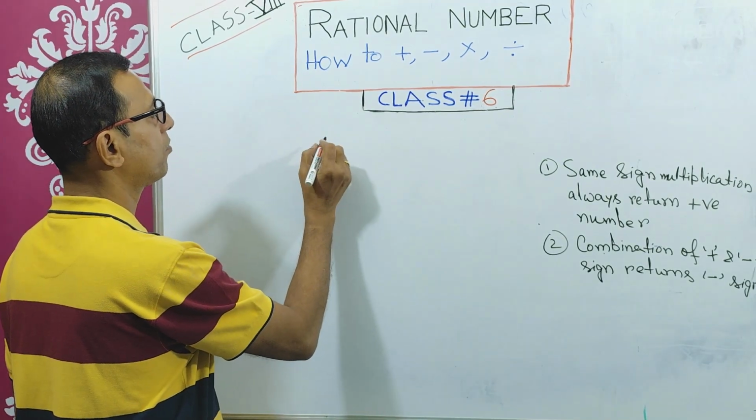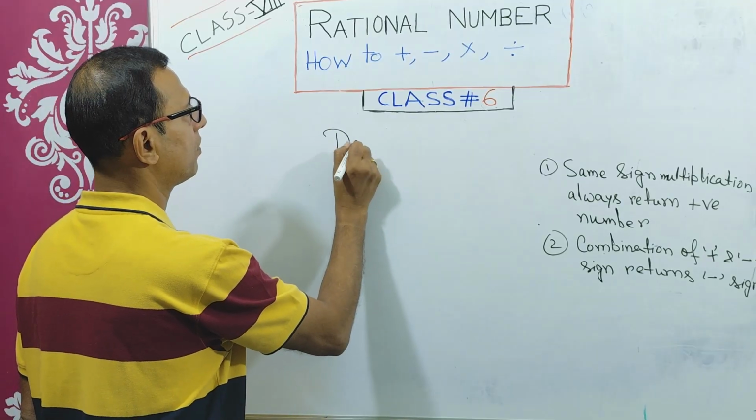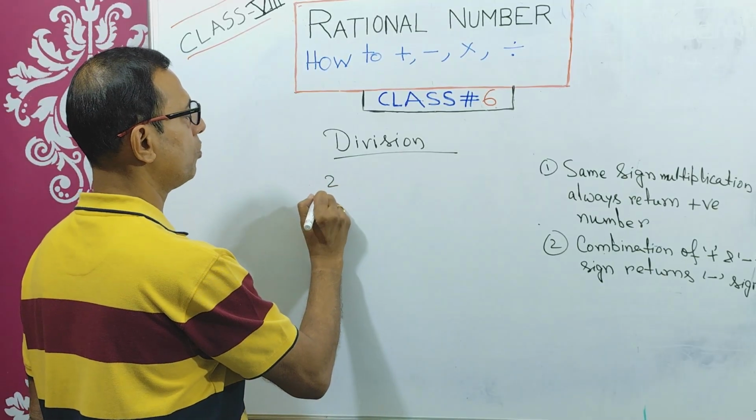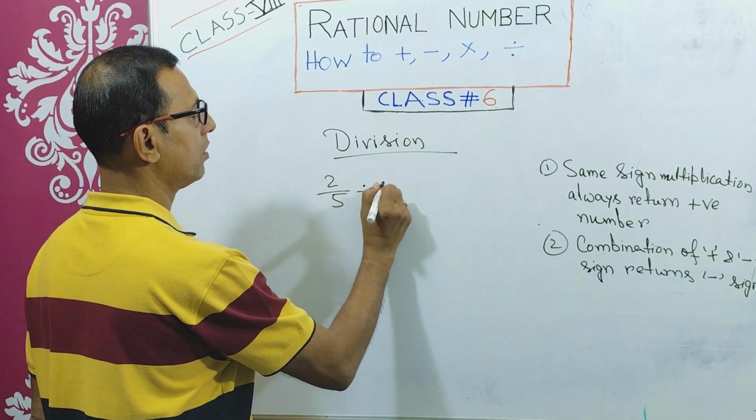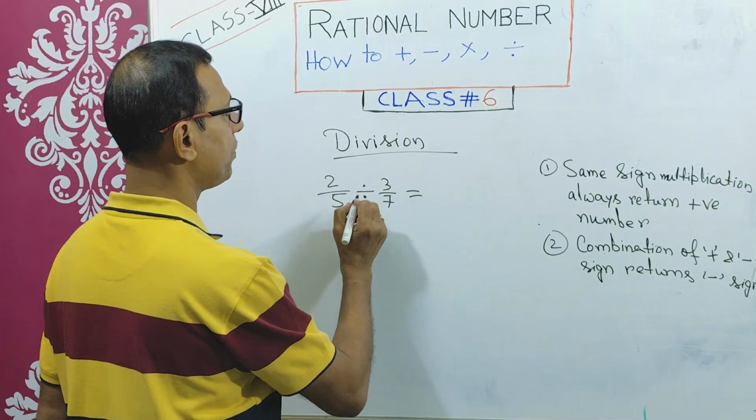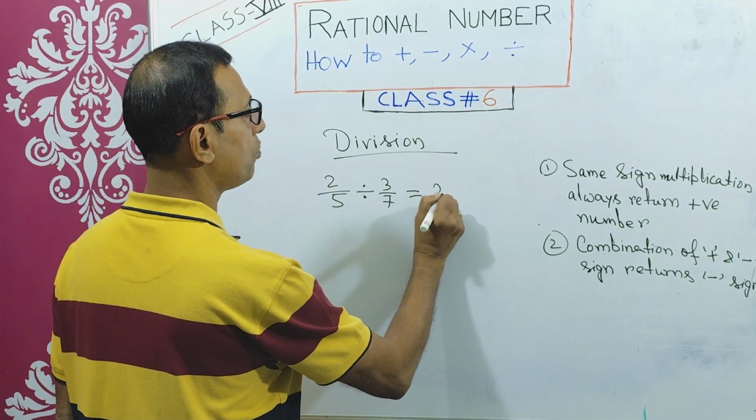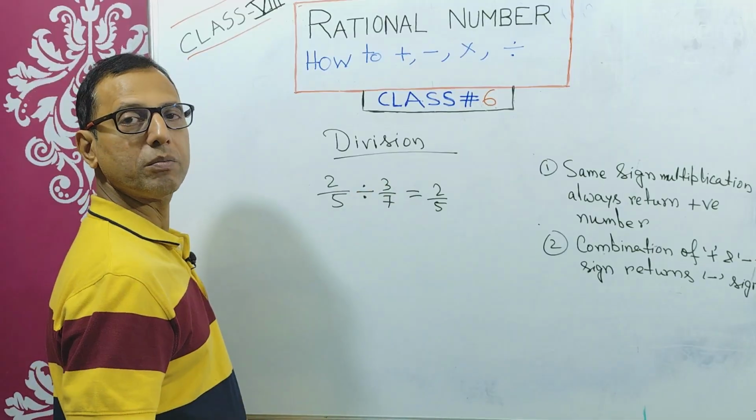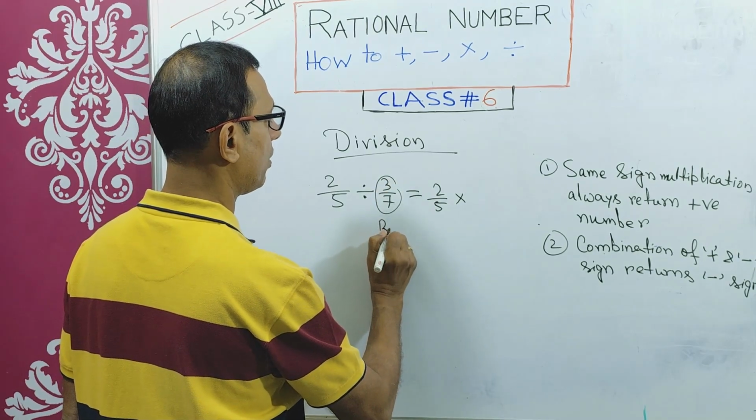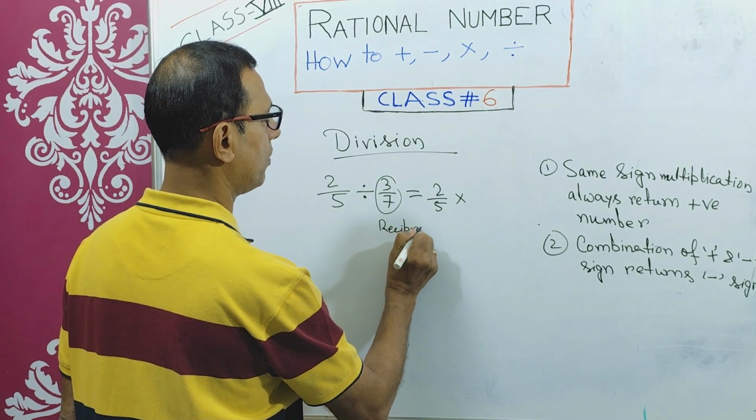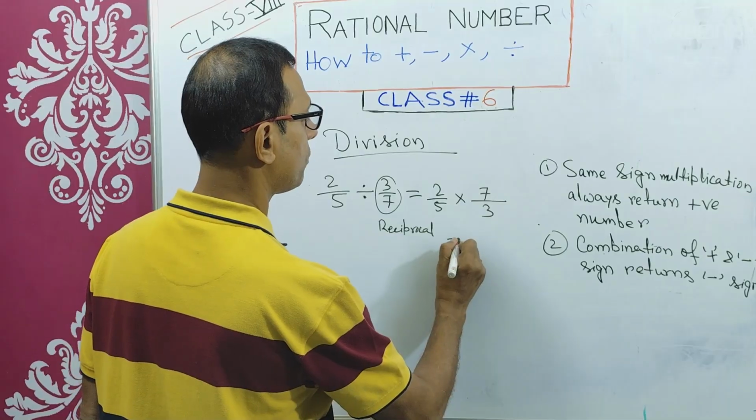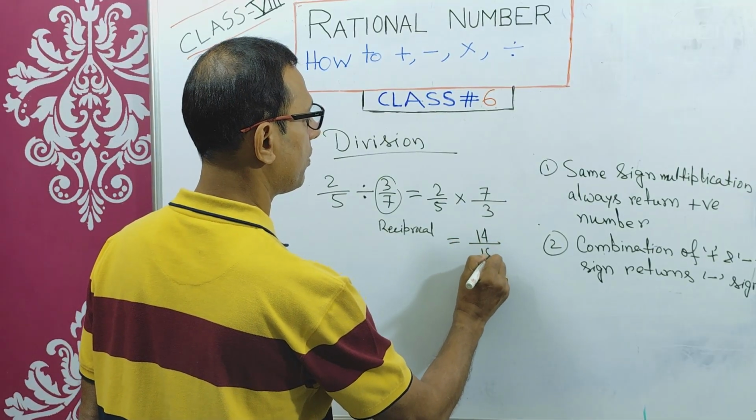But first you understand the division part. Let's say 2 by 5 divided by 3 by 7. What does it mean? How will you do it? When you are changing the sign, you can write it down. 2 by 5 divided by 3 by 7 means 2 by 5 into the reciprocal of 3 by 7. So 2 by 5 into 7 by 3. That means 14 by 15.